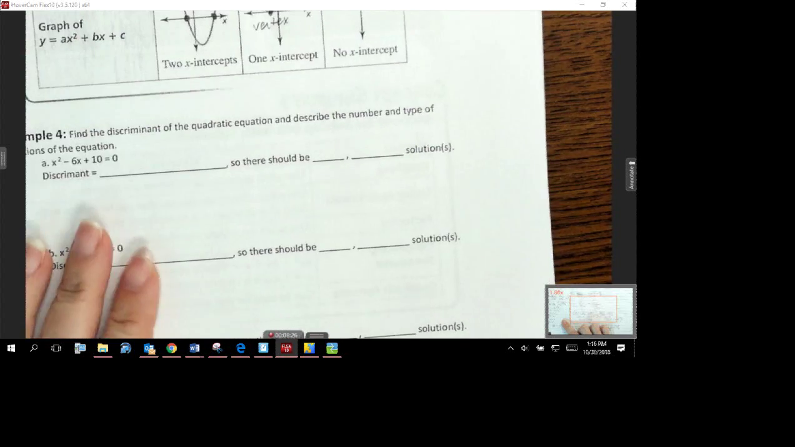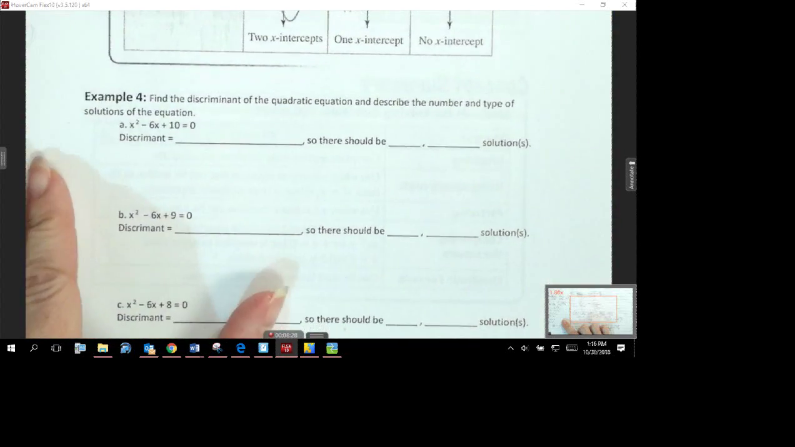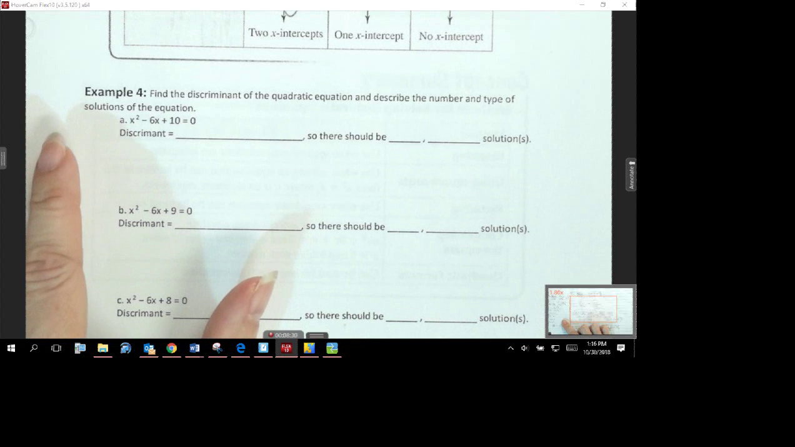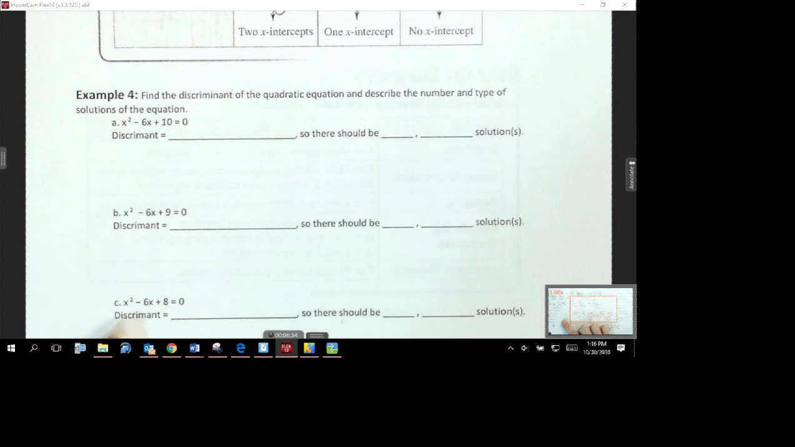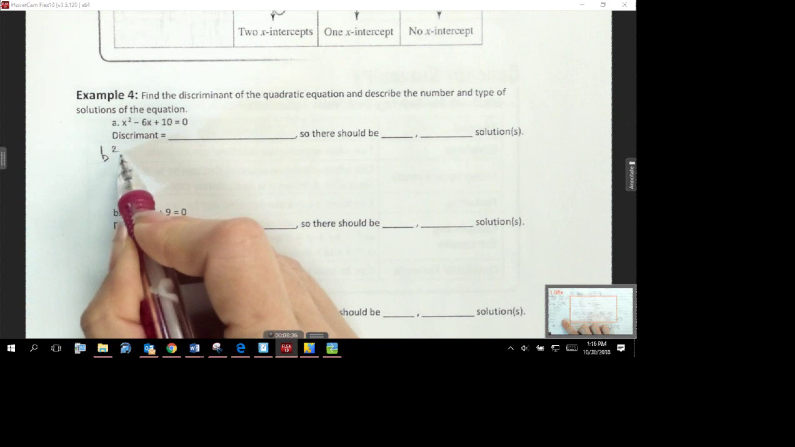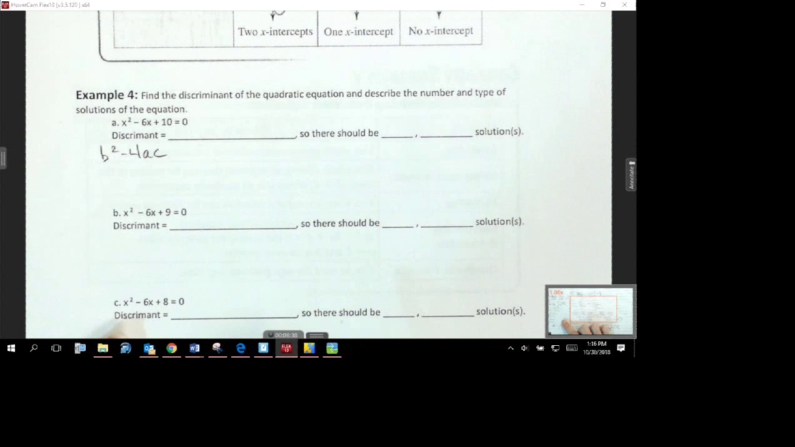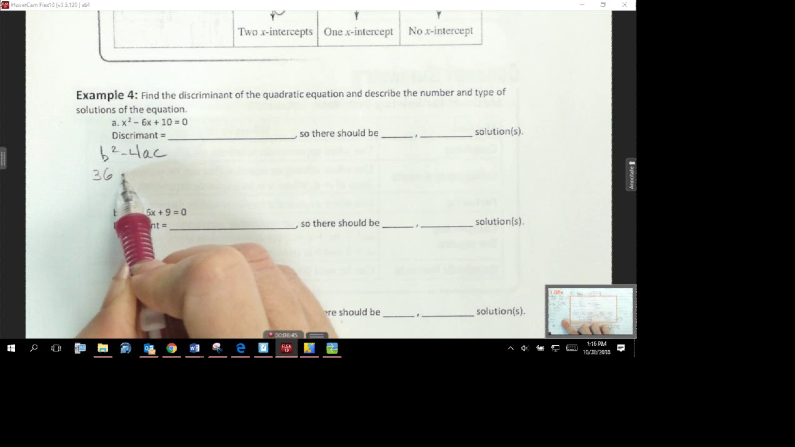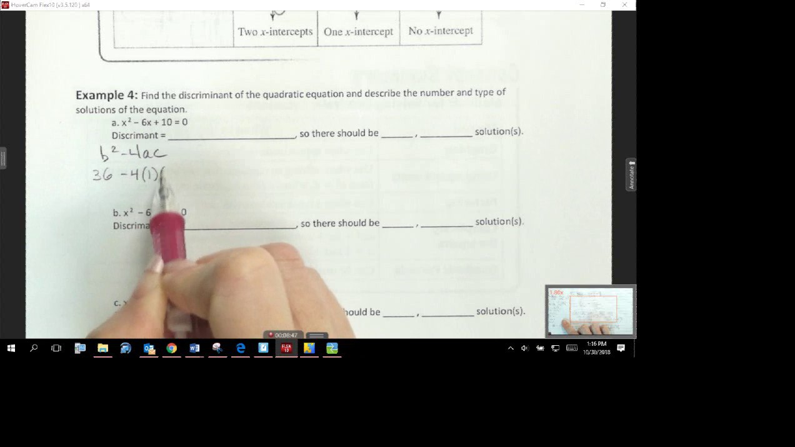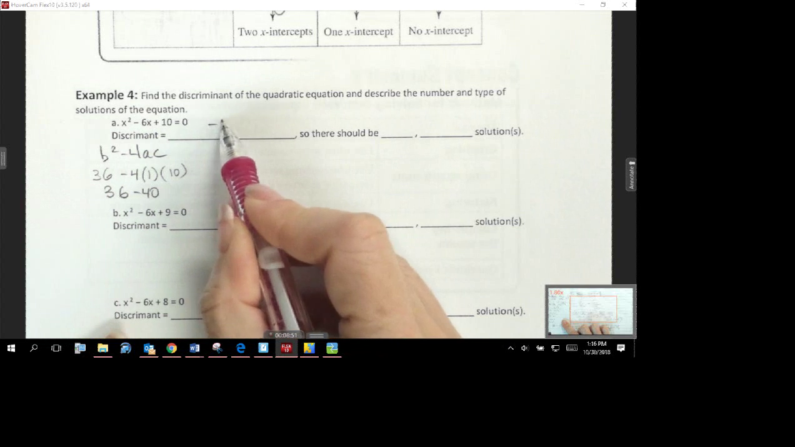So here we've got 3 examples. It says find the discriminant, and then describe the number and type of solution for the equation. So we're going to do the discriminant. You want to memorize that formula, then you write b squared minus 4ac every single time so that you memorize it. It's part of the song. B is negative 6. So we do 36 minus 4 times 1 times 10. 36 minus 40 is negative 4.